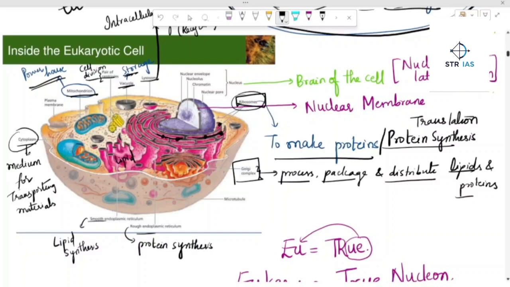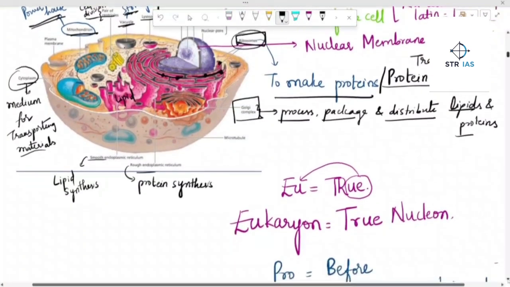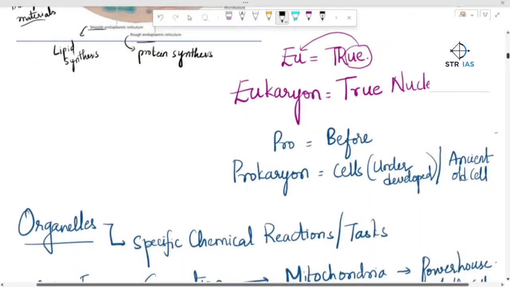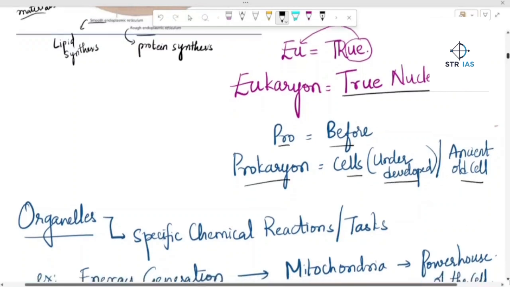Cytoplasm is a medium in which transporting of materials happens from one place to another, like mitochondria to Golgi complex, nucleus to mitochondria. All these things happen in the cytoplasm, and every cell organelle floats in this cytoplasm. Then I told you that eu means true and karyon means nucleus: eukaryon, true nucleus; before, prokaryon, underdeveloped or ancient or old cells, and eukaryon is a fully developed cell.